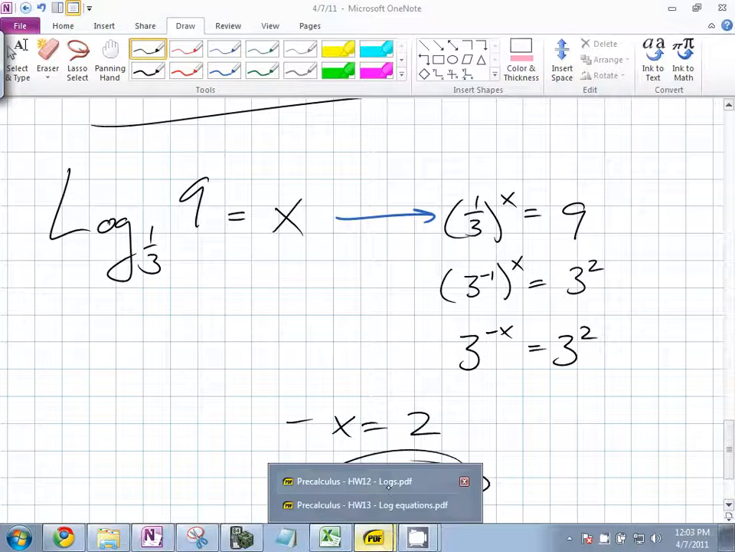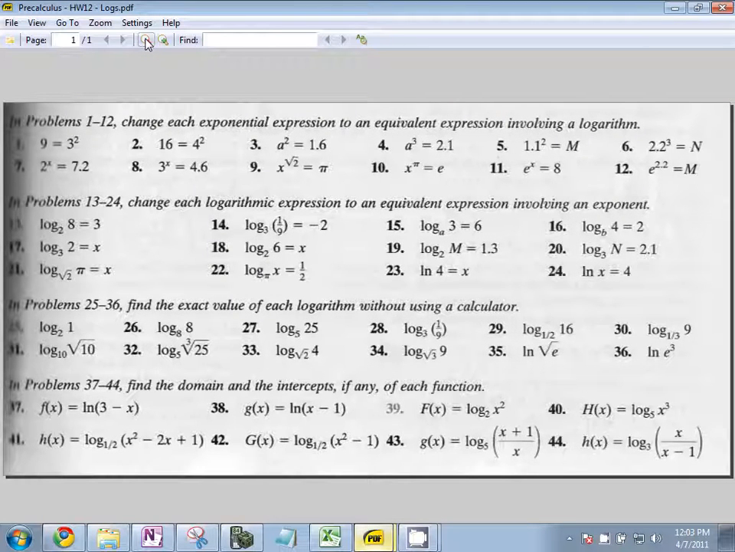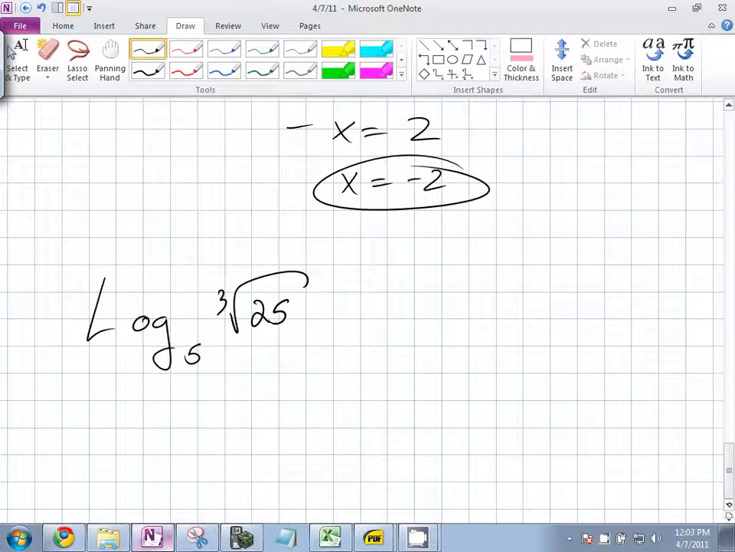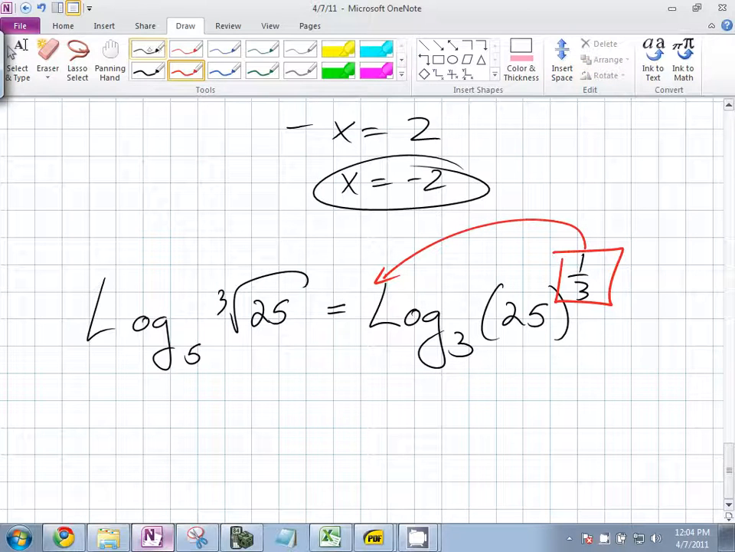Okay, any others from 25 through 36? 32. Log base 5 of the cube root of 25. Well, let's rewrite that a little bit first. What power is cube root? 1/3. So it's 25 to the what power? What are you allowed to do with powers, everybody? Do you remember? You can take powers and put them in front. So what does this turn into?